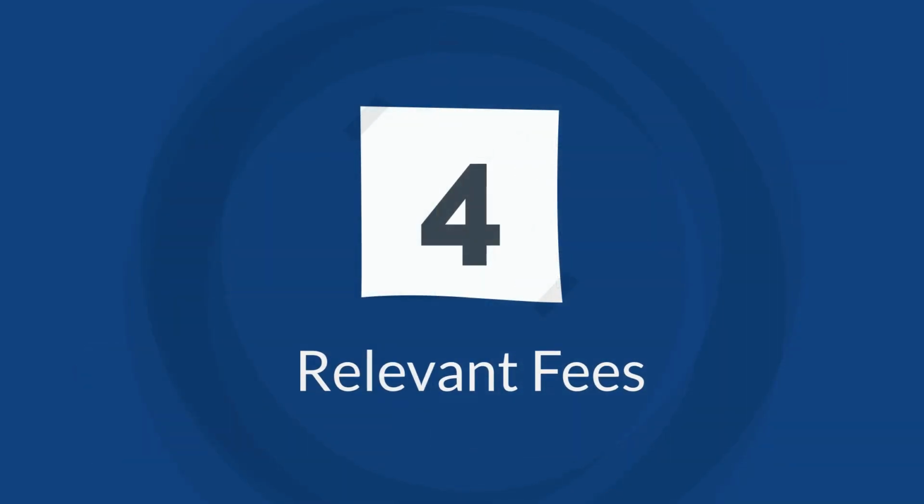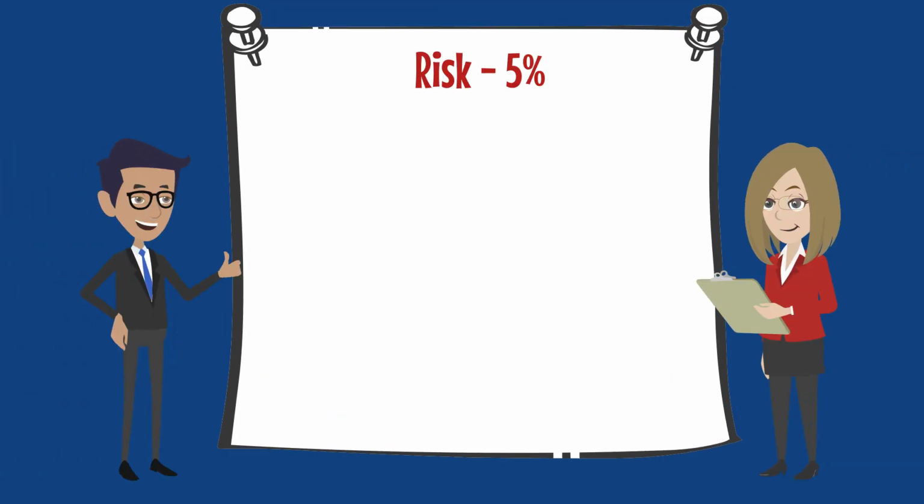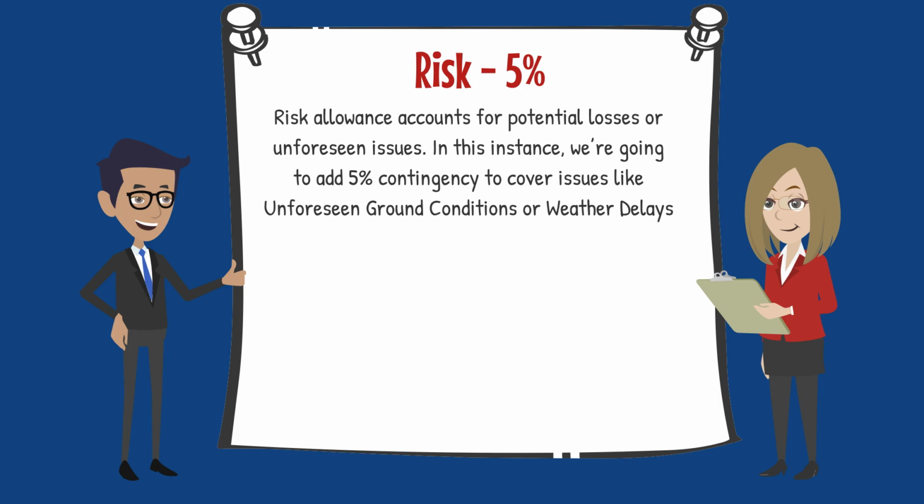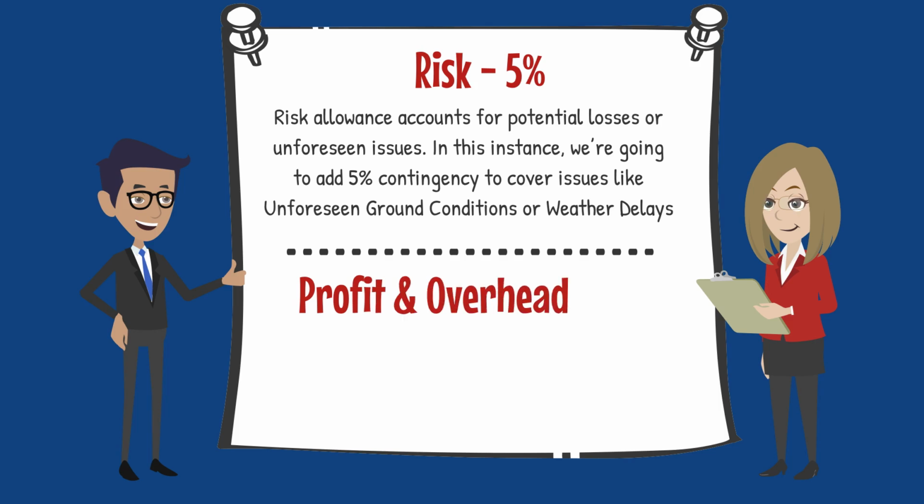Step 4. Incorporating risk allowance and fee. We'll now need to include a risk allowance to account for potential losses or unforeseen issues. This percentage is determined based on the risk profile outlined in the contract and reflects both probable risks and measures taken to mitigate them. In this instance, we're going to add 5% to cover issues like unforeseen ground conditions or weather delays. And finally, we'll include our fee percentage for overhead and profit.